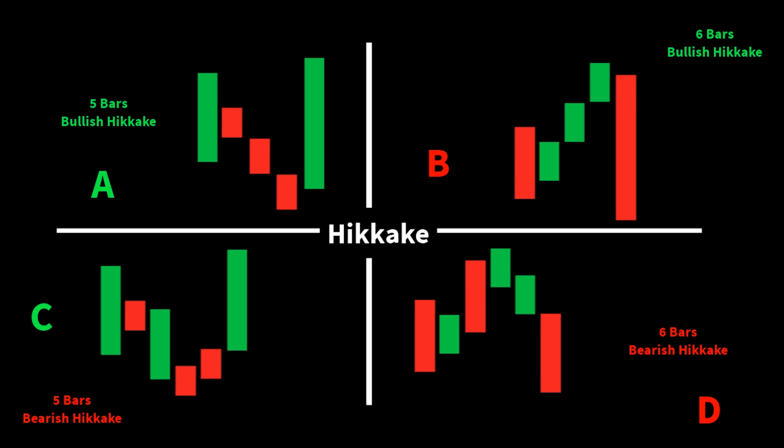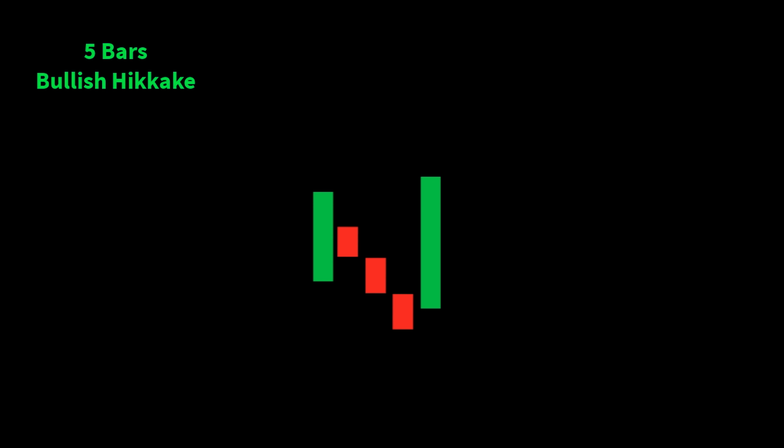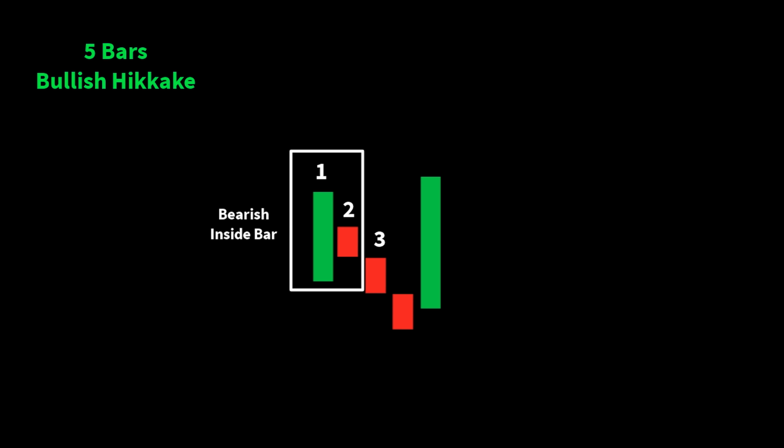Let's discuss pattern A on the left-hand side, which is the 5-stick bullish Hikaki pattern. Here's the formation of the 5 candlesticks bullish Hikaki pattern. The first candlestick is a bullish candlestick, and the second candlestick is bearish. The first and second candlesticks can be tagged as a bearish inside bar. Remember, we learned it's safer to sell a bearish inside bar in a downtrend. The third candlestick confirmed the bearish inside bar pattern. We can see how sellers start selling the bearish inside bar on the third candlestick.